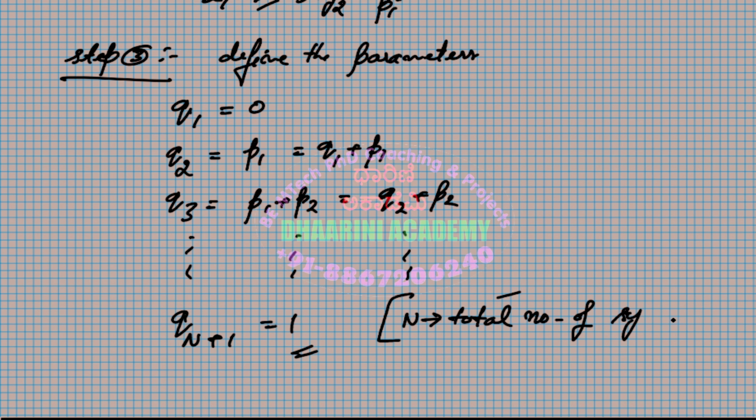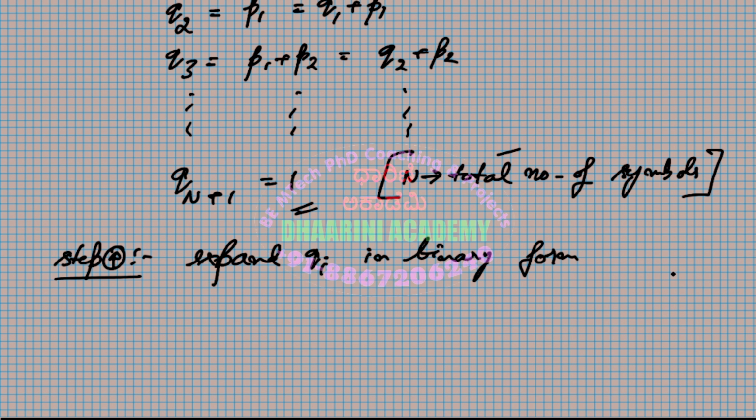You will see that the last number, Qn plus 1, becomes equal to 1. This is a must condition, such that when you add up everything, you reach N, where capital N represents the total number of symbols. Then we'll move to the next step.